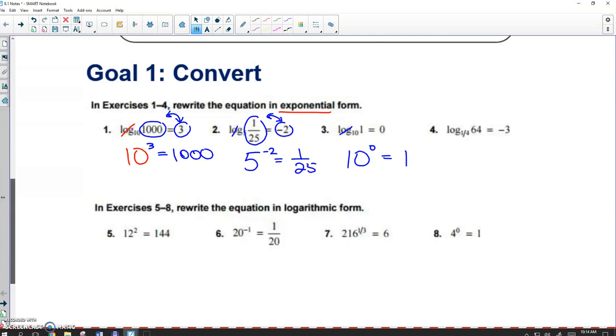Does anyone have an answer yet? What do we put first? Okay, 1/4, regular size, right? And then? -3 is the exponent. Equals 64. Perfect. There's your answer.